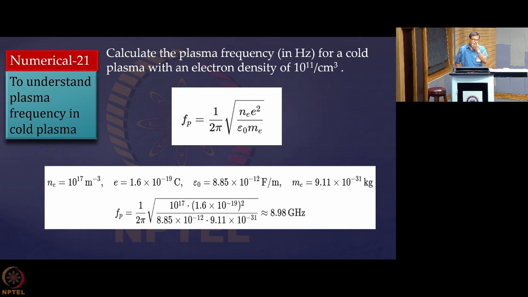So that is what we are interested in, to understand the plasma frequency in cold plasma. When you are going to deal with cold plasma devices, this is the kind of number density, and you should keep in mind that the plasma oscillation frequency comes in the gigahertz range. So that's why I just introduced this numerical, so that you have some idea about the kind of plasma oscillation frequency that is there in the cold plasma devices that we will be handling.